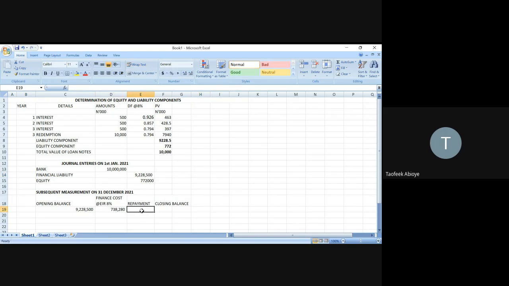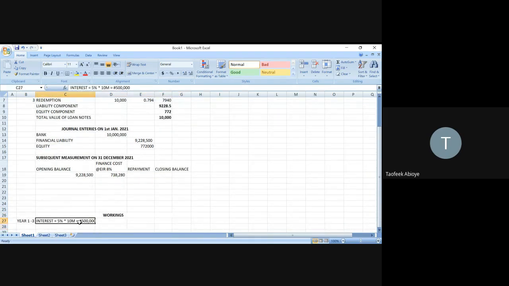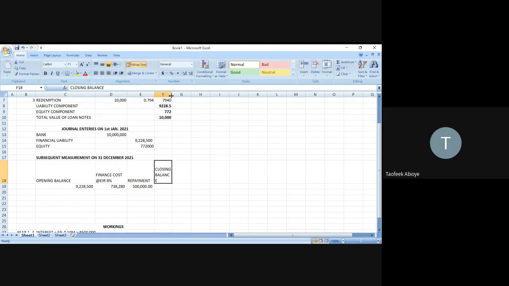Now, how much are we collecting or paying every month? Where is our workings? Maybe it's 500,000. So this one will now be 500,000. Do we remember this, what we did when we were doing our lease? Then this will be our closing balance. So this is the closing balance of the financial liability in year 1.